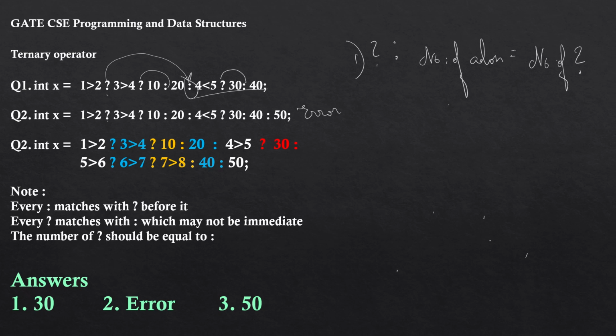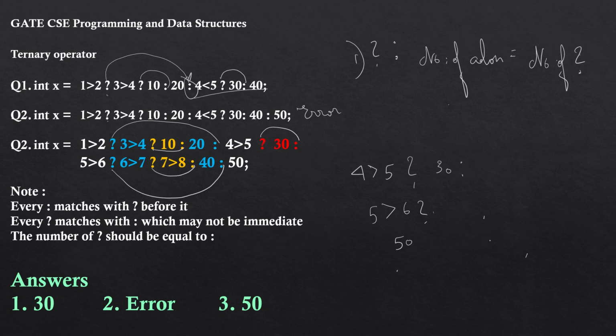Okay, so every colon matches with the question mark before it. This colon matches with this question mark. This colon, this question mark. This colon, this question mark. This colon, this question mark. 1 greater than true, which is false. So it goes to its else part. So then it checks if 4 greater than 5, which is not true, it goes to the next block. 5 greater than 6, which is not true. So it goes to the else part. So we get 50 as the answer.